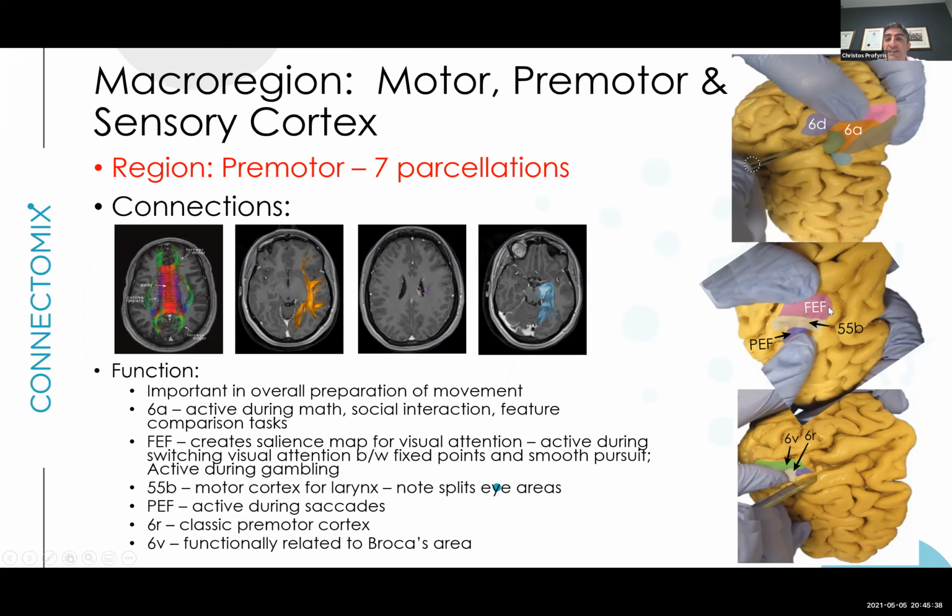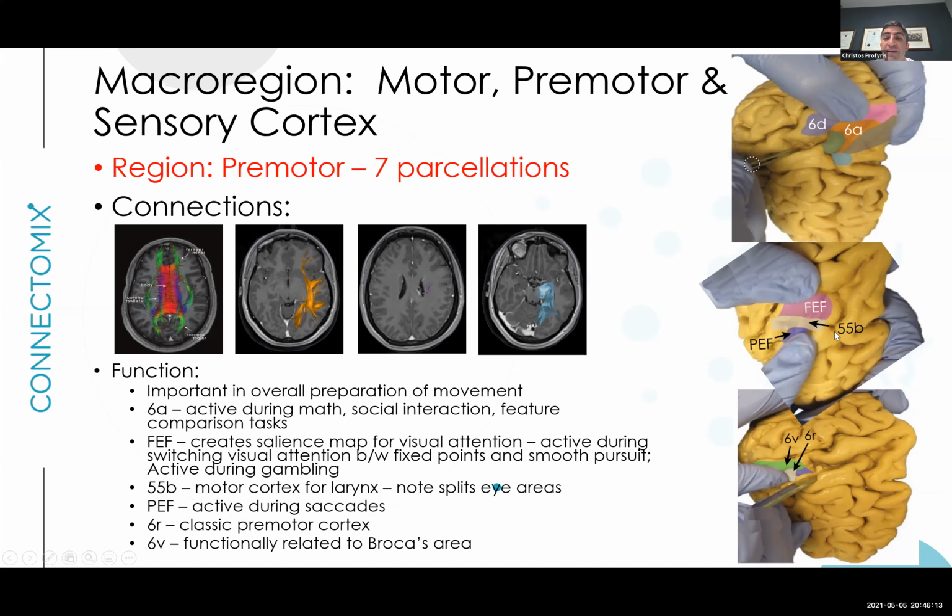What FEF does is it creates a salient map, which allows us to direct our visual attention. And it's active when we change our attention between 2 visually fixed points and also in smooth pursuit. 55B is responsible for our laryngeal muscles. So it's motor cortex for laryngeal muscles, which are also involved in speech. What PEF does, it's involved in rapid saccades, so rapid eye movements. So in the old nomenclature, these areas are thought of as the frontal eye fields.